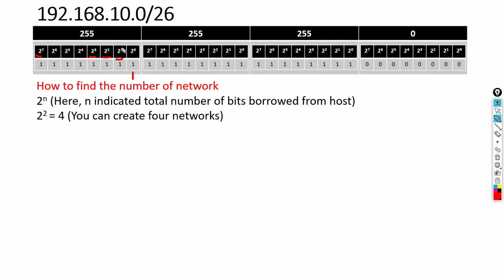2 to the power 1 is equal to 2. 2 to the power 2 is equal to 4. 2 to the power 3 is equal to 8. 2 to the power 4 is equal to 16. 2 to the power 5 is equal to 32. 2 to the power 6 is equal to 64. 2 to the power 7 is equal to 128, right? So if you calculate the value of all the network bits, that is 2 to the power 0, 2 to the power 1, 2 to the power 2 till 2 to the power 7, the total answer you will get is 255. I hope it is clear.